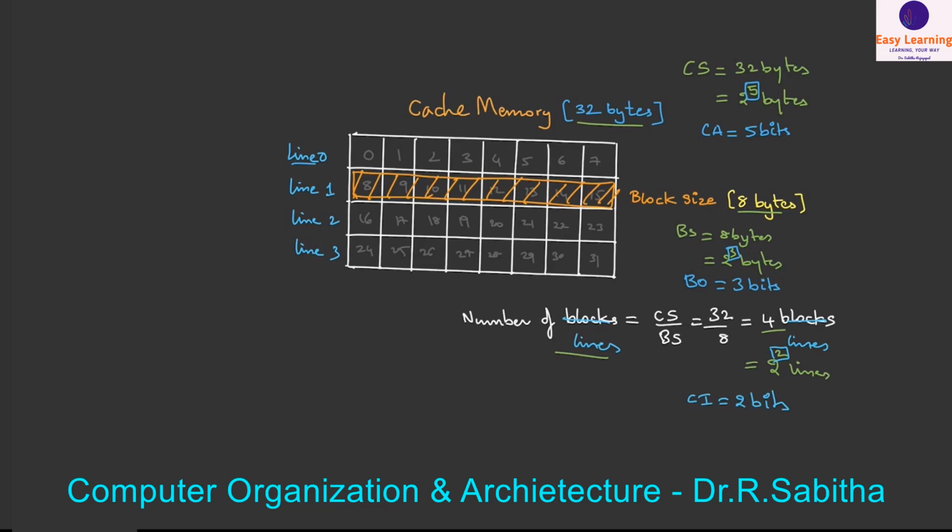Now we will see how to calculate CI, that is nothing but your cache index. As we had block index there, here we will call it cache index. So how many lines are there? We have 4 lines, so it is 2 power 2. So these 2 bits are required for your cache index. So your cache address is nothing but cache index and block offset. So totally you have 5 bits. So it has tallied.